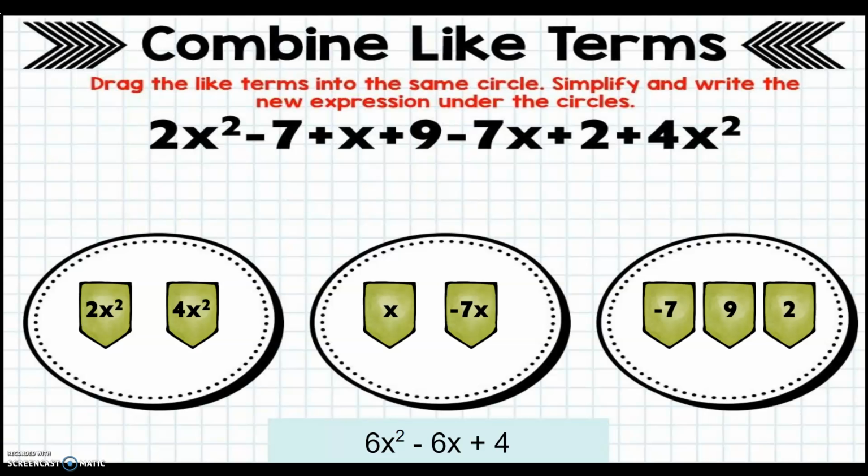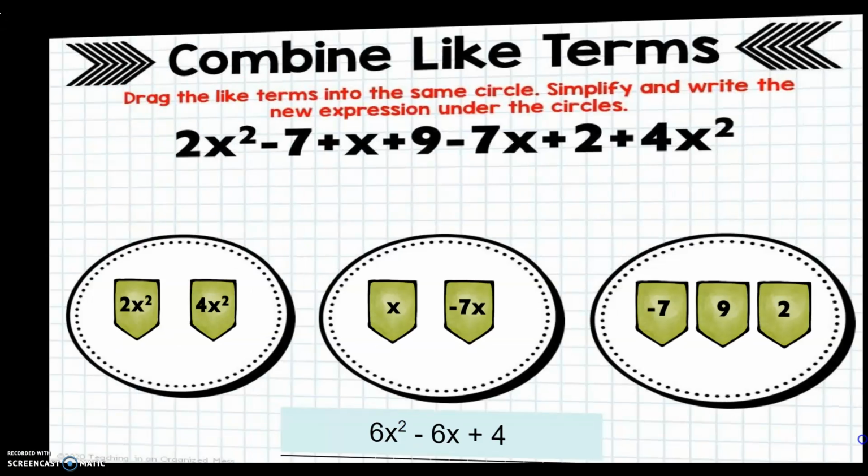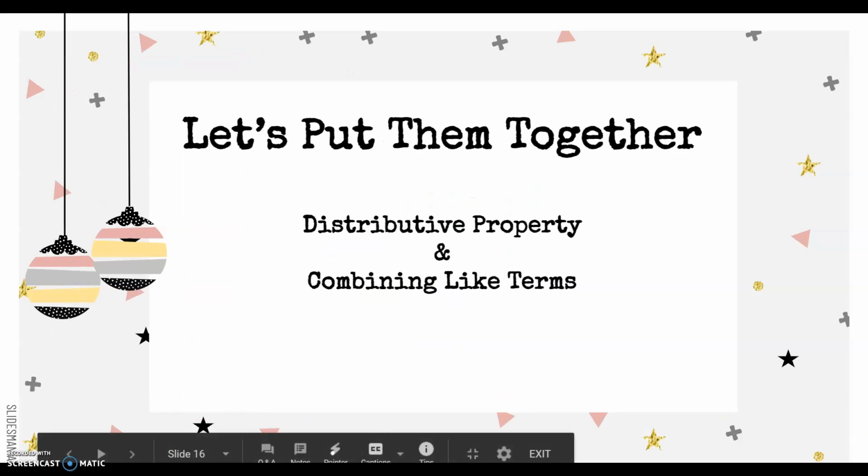So we have 2x squared plus 4x squared. We're going to add the 4 and the 2 to get 6x squared. x minus 7x equals negative 6x. And then we have negative 7 plus 9 plus 2 equals positive 4. So that's how we're going to write that simplified expression. And I believe, yep, that's the end of that one. We're going to put it all together in the next video.